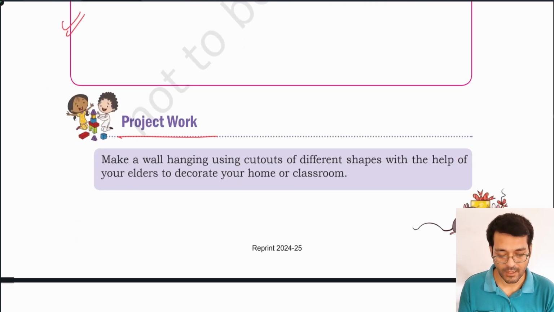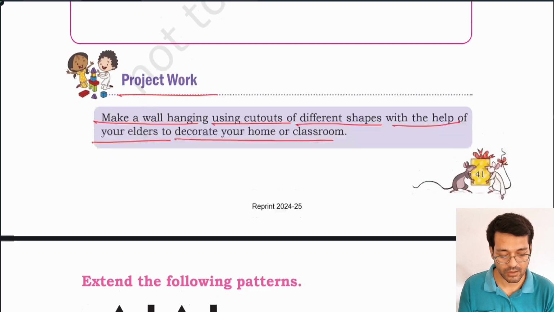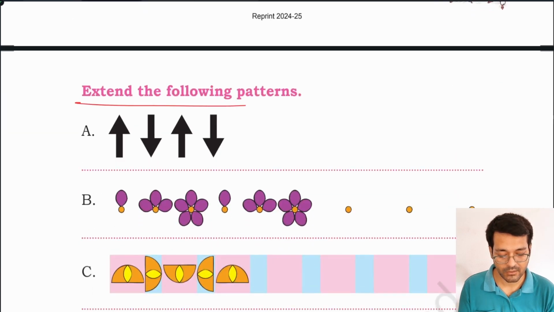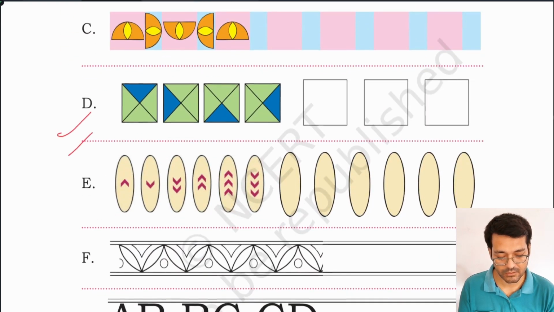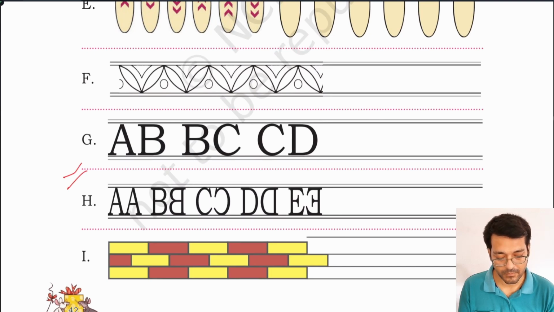Project work. Make a wall hanging using cutouts of different shapes with the help of your elder to decorate your home or classroom. Extend the following shapes. You have to extend the following shape like this. Okay, and then color it. You can extend the same pattern. Similar to this, you can extend these patterns too.